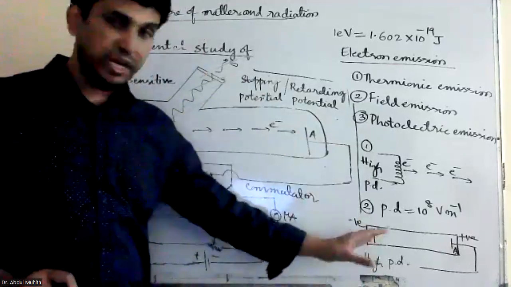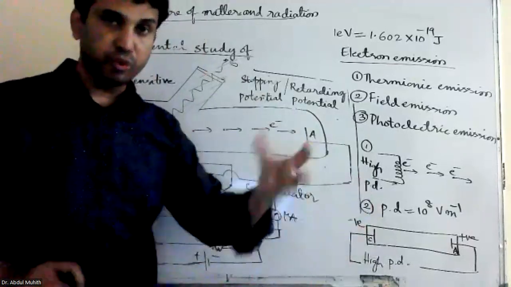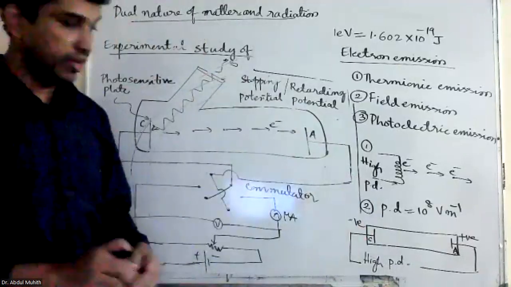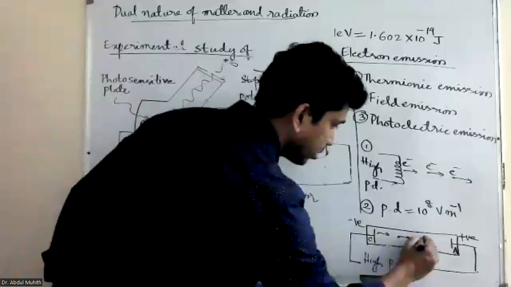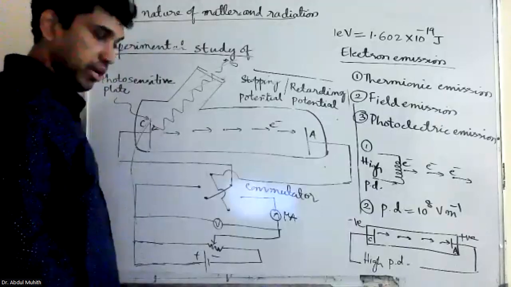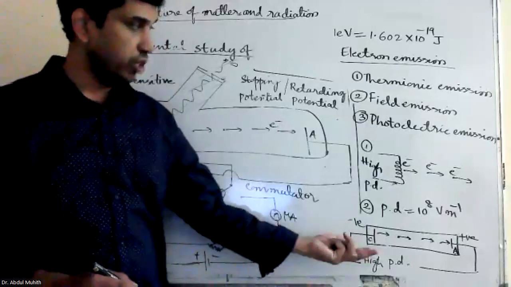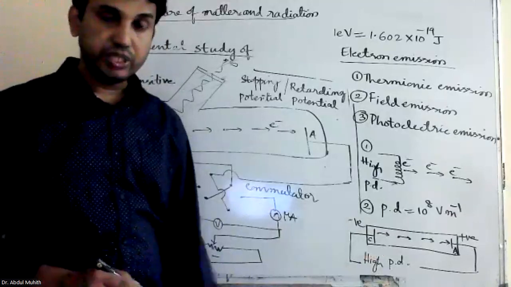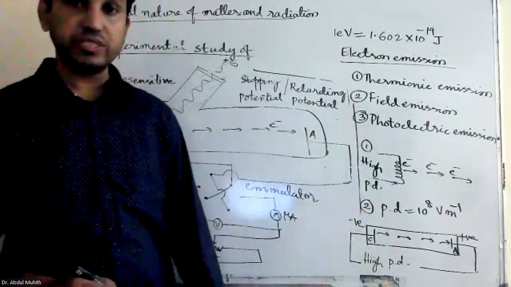It is a completely vacuum evacuated chamber. We pulled out the air from it and fixed the two plates in it. Now when you start applying high potential difference, electrons start coming from the cathode plate and go towards the anode plate. So, cathode rays. This phenomenon is said to be field emission, and the electrons are known as cathode rays.